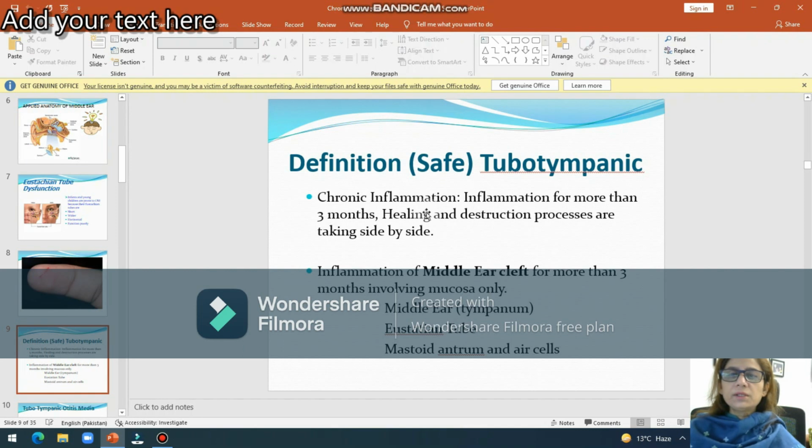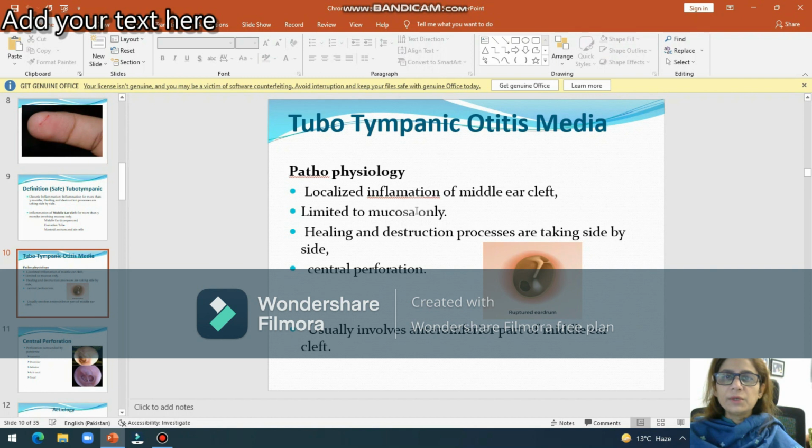So what is middle ear cleft? Middle ear cleft includes middle ear, tympanum, eustachian tube, mastoid antrum and all their cells that are surrounding the mastoid. So what is the pathophysiology? It is the localized inflammation of middle ear cleft usually involving the antero-inferior part of middle ear. Limited to mucosa only, healing and destruction are taking place side by side. Increased production of seromucinous secretion because of stimulation of seromucinous glands.